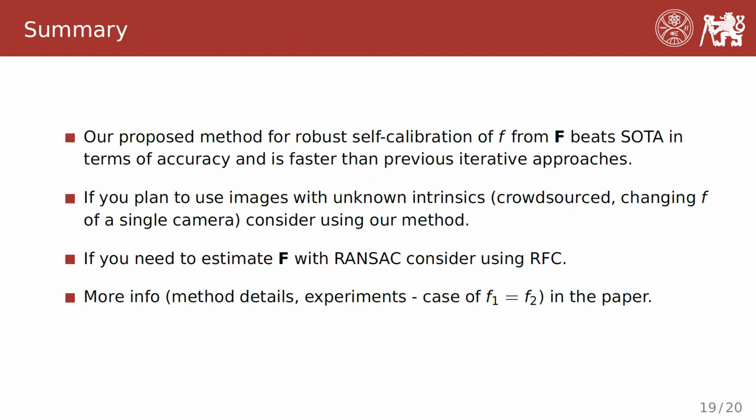To conclude, our method for focal length estimation from the fundamental matrix outperforms state-of-the-art methods in terms of accuracy and is faster than previous iterative approaches. If you need to use images with unknown intrinsics, such as crowdsourced images, or images captured with a single camera with changing focal length, consider using our method. Our second contribution, RFC, can be used whenever the fundamental matrix is estimated using RANSAC, leading to faster and more accurate results. You can also find more information in our paper.